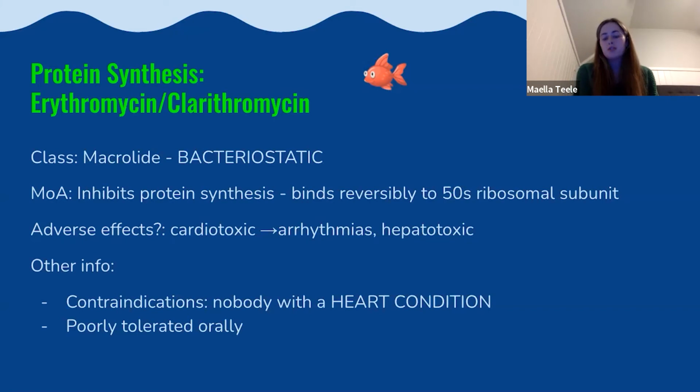Okay, and next we have erythromycin and clarithromycin. So these two antibiotics are macrolides, so they're also bacteriostatic. They bind reversibly to the 50S ribosomal subunit, and they just, again, inhibit protein synthesis. So one thing to note with these is they should not be given to somebody with a heart condition because they're actually cardiotoxic. So they can lead to severe arrhythmias in the heart and also damage to the liver.